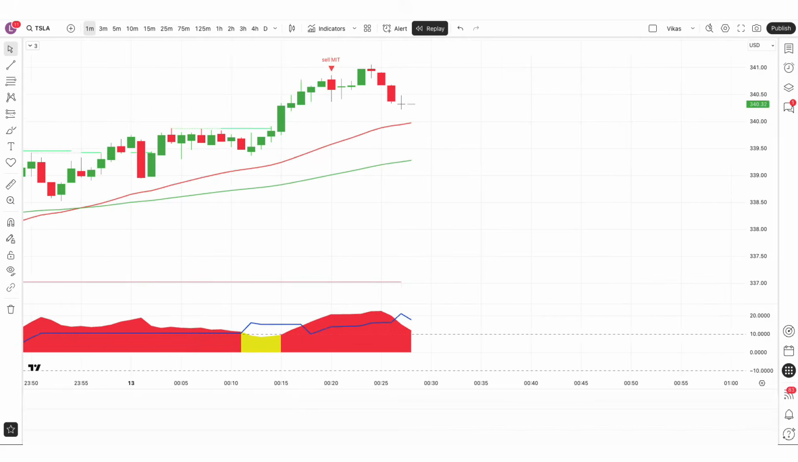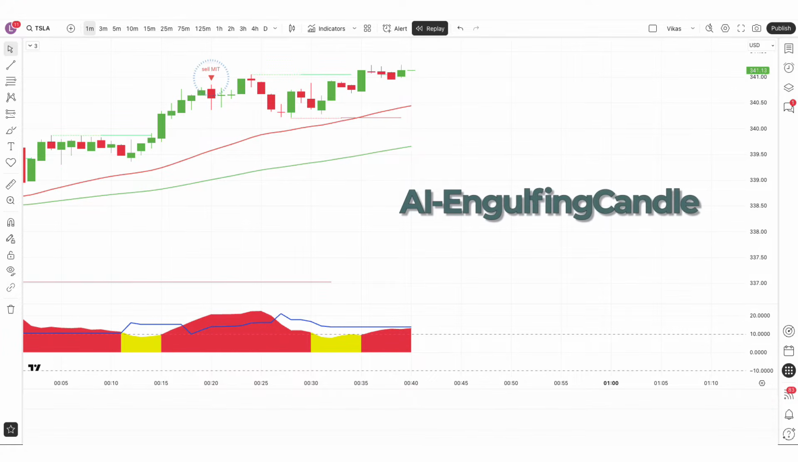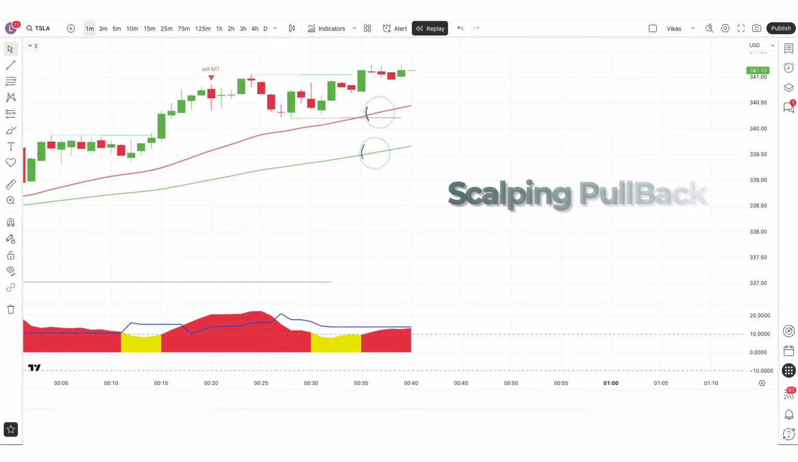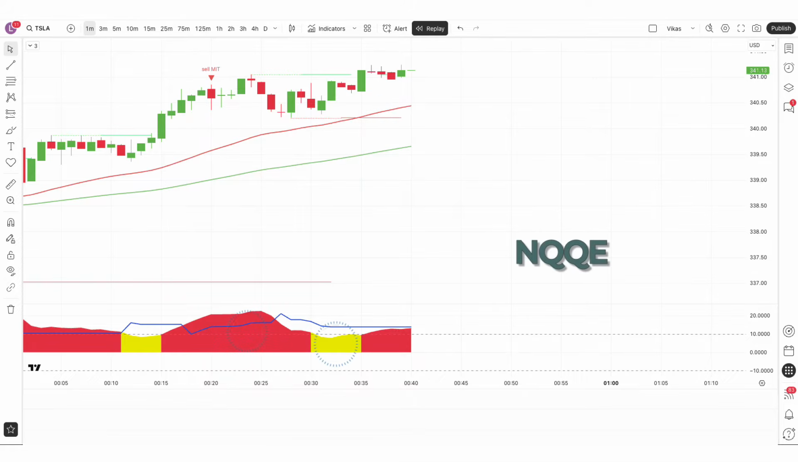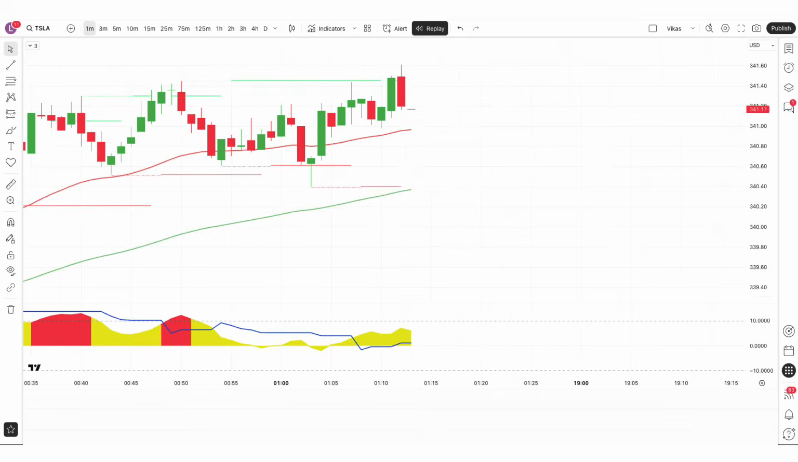First of all, let us know about trading tools. The buy and sell arrow indicator we see in the chart is called the AI engulfing candle indicator. The green and red color lines indicator we see in the chart is the scalping pullback indicator. The red and yellow color area indicator we see in the chart is the NQQE indicator. Now we tell you how we want to trade.